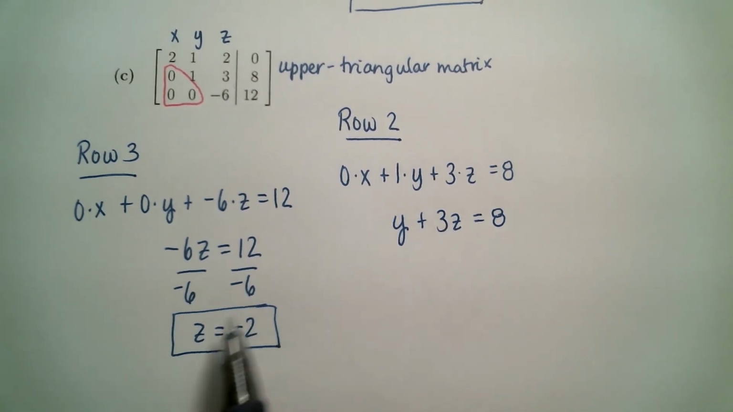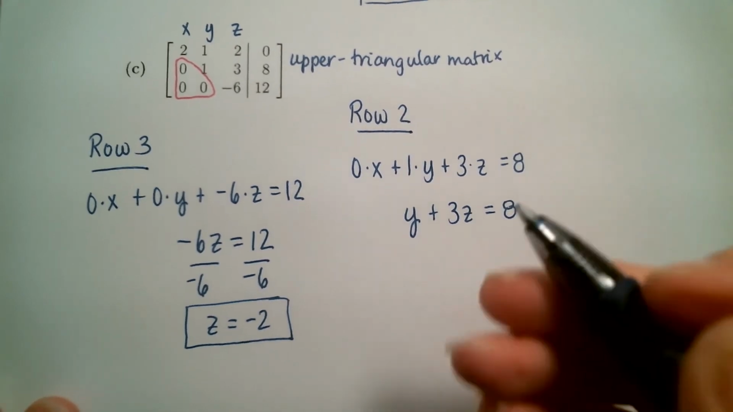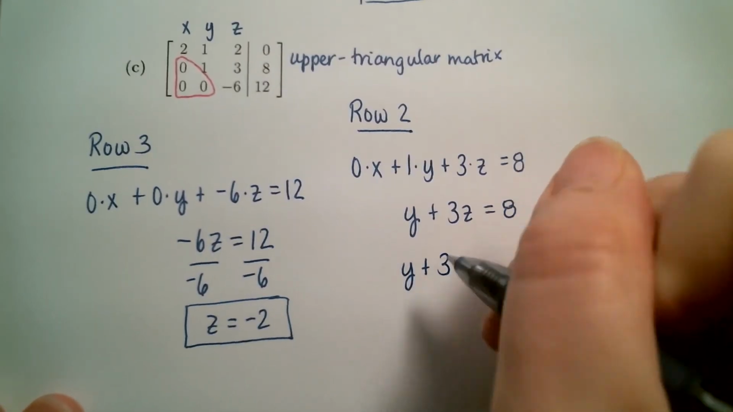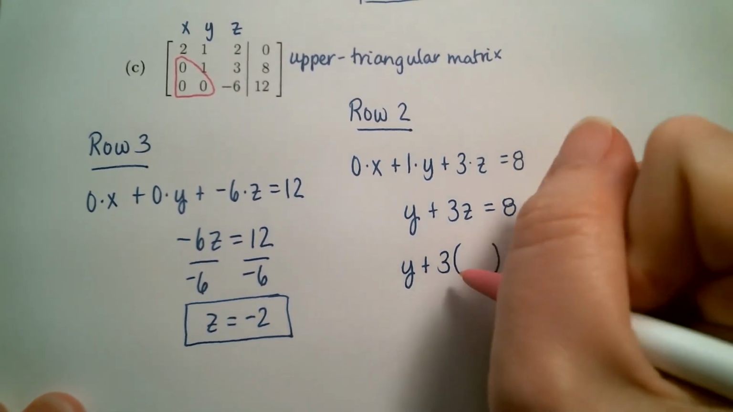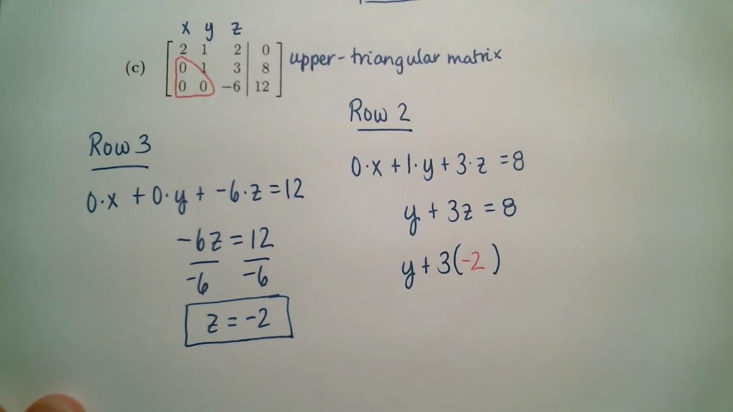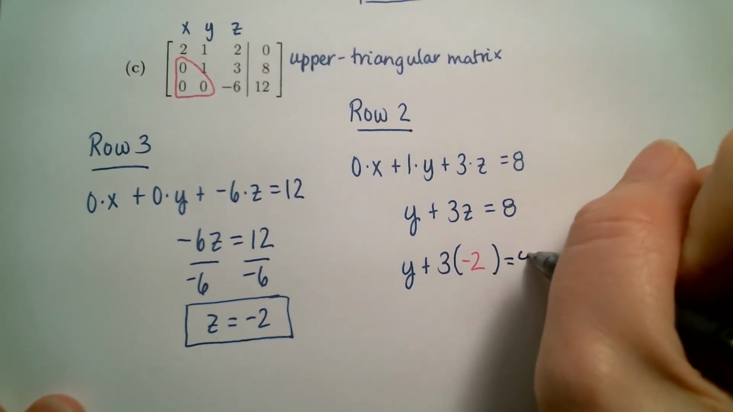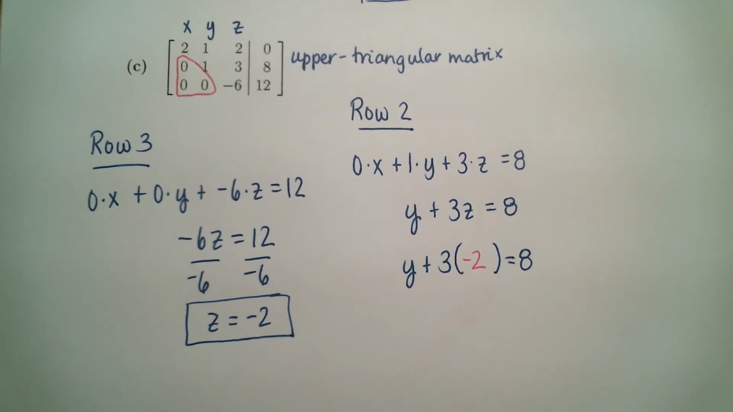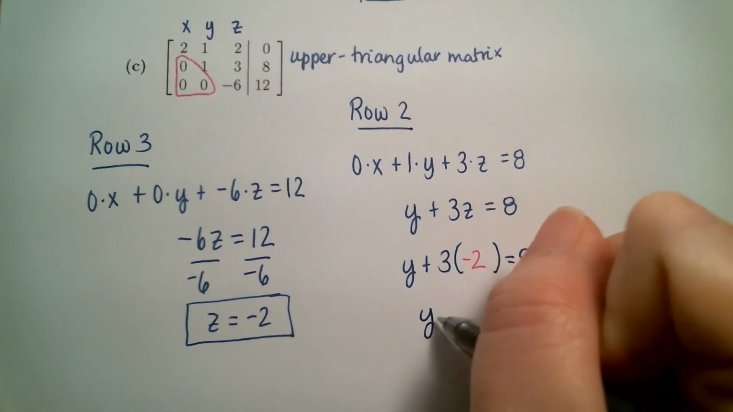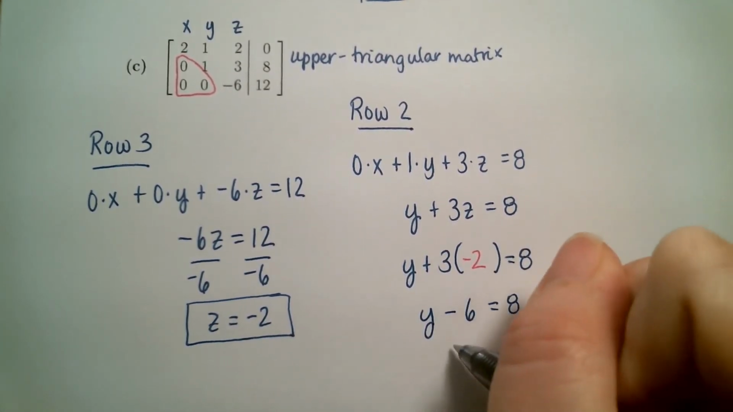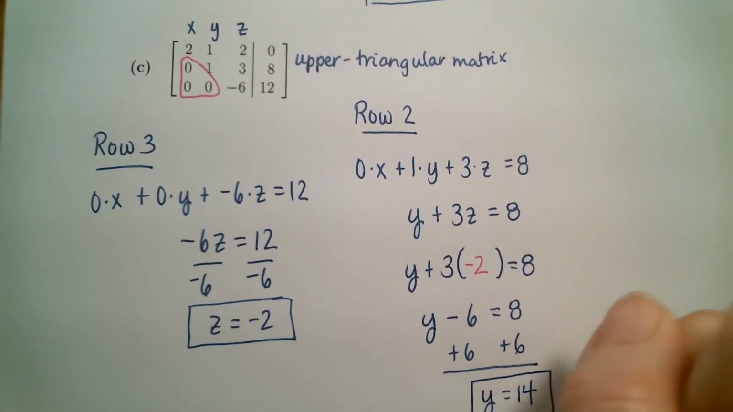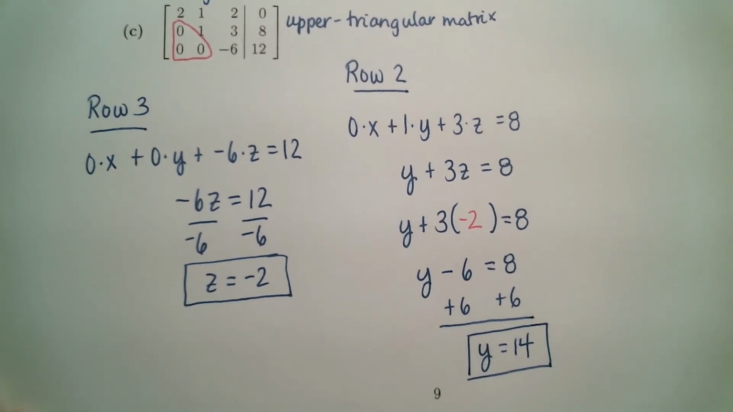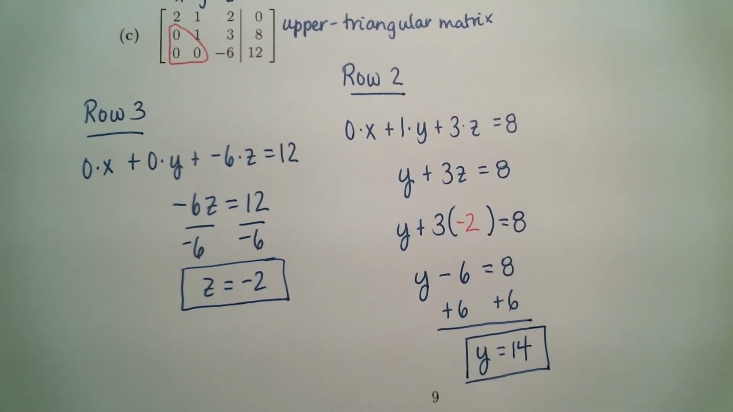Well, guess what? We already know what z is. Z is -2, so we're going to plug that in. We're going to get y plus 3 times, we know z is -2, so let's pop that value in. That has to equal 8. Now we are just left with y and we can solve for it. We're going to get y minus 6 is equal to 8. Add 6 to both sides. We get that y is 14. Boom. Now we're going to work our way back to row 1.